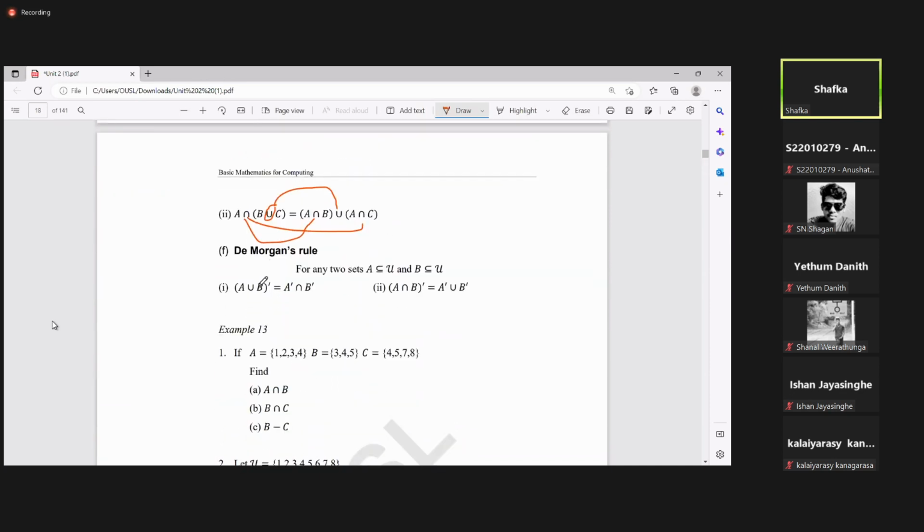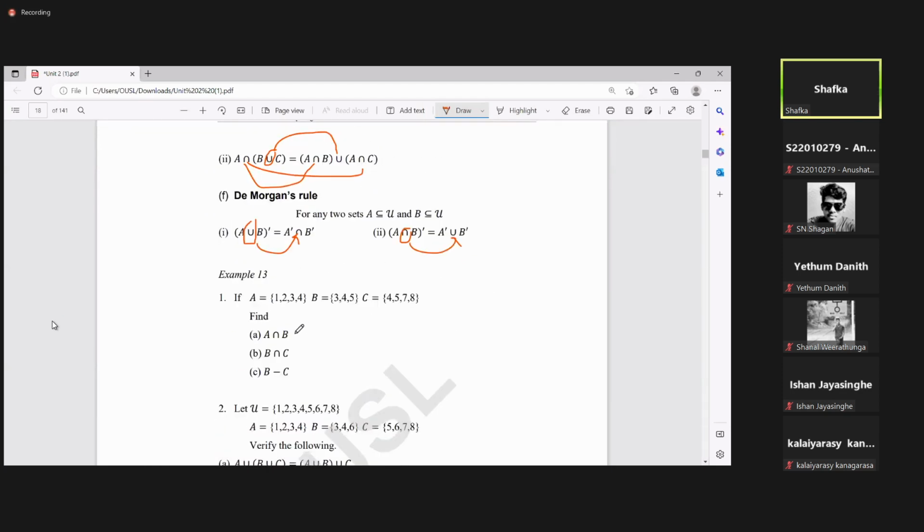And then we have De Morgan's law. De Morgan's law means first we take the union of A and B and then take the complement. It's the same as taking the complement of A and the complement of B and getting the intersection of those two. Union becomes intersection. Intersection becomes union. Those are the laws of set algebra.